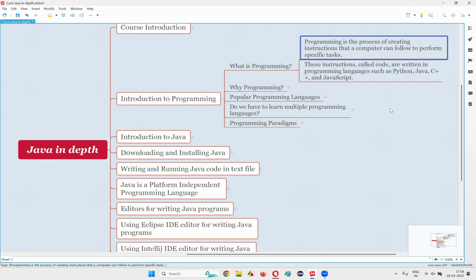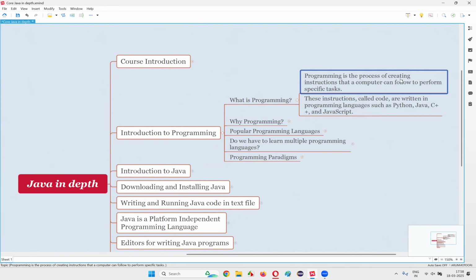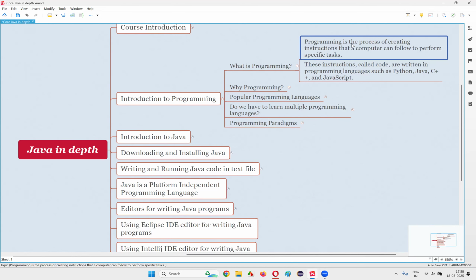So here is a line. Programming is the process of creating instructions that a computer can follow to perform specific tasks. Let me explain this line for you. First, programming is nothing but a process. Which type of process? As part of this programming process, we are going to create some instructions and give the instructions to the computer. By following these instructions, the computer will perform some specific tasks. This is what programming means.